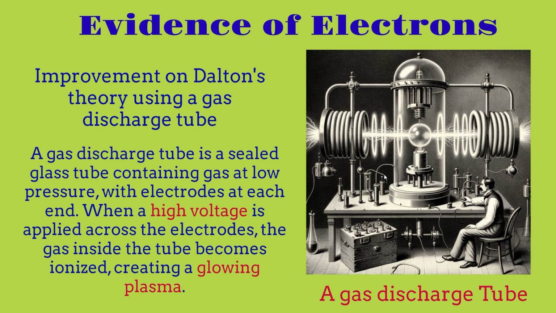And then when a high voltage is applied across the electrodes, the gas inside of the tube becomes ionized, creating a glowing plasma. On the right here, we can see an image of it. Inside the middle, there's a gas tube, which contains gas at low pressure. And there are also two electrodes at each end. Once the high voltage is applied through those electrodes, you can see that inside the tube, there's glowing plasma.